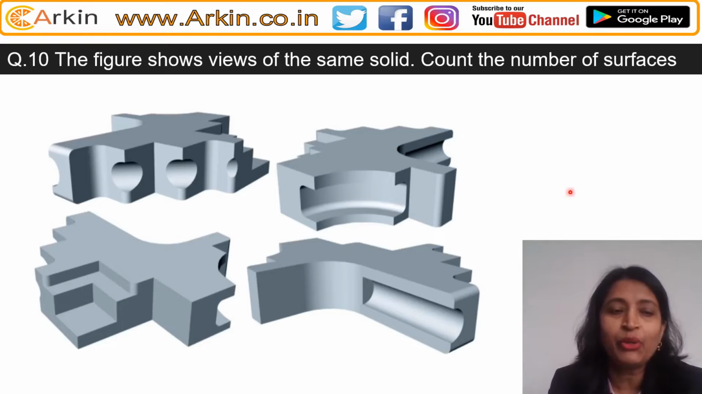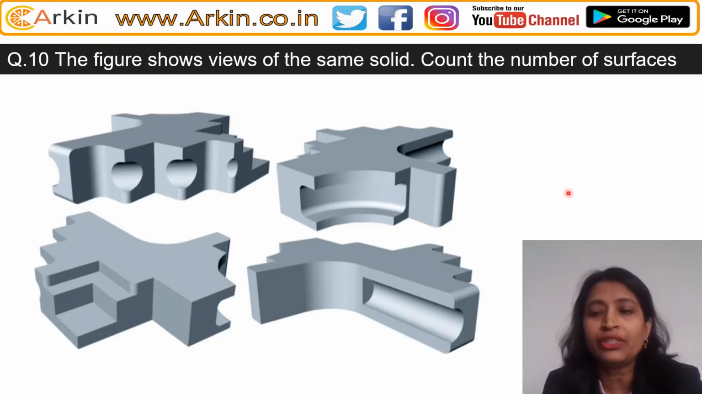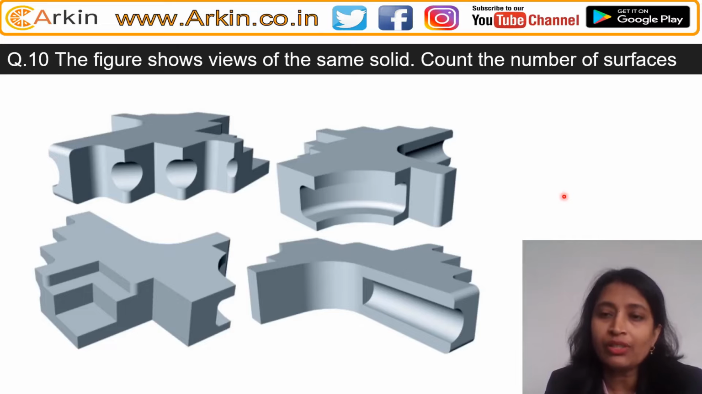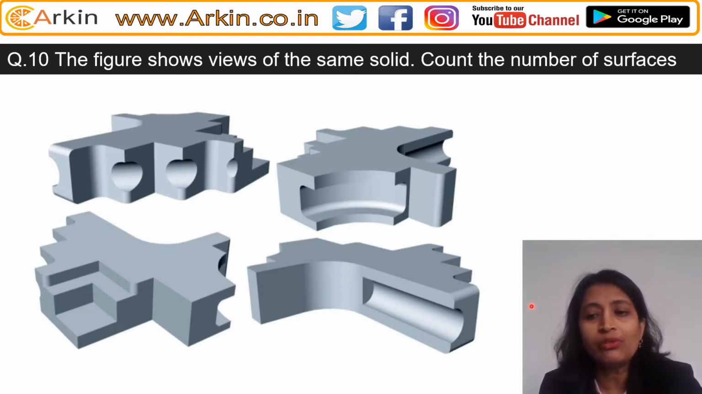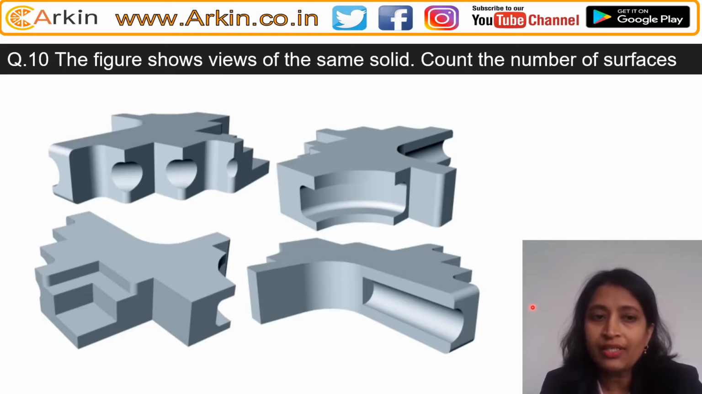Hello, so today we'll be solving question 10 of the UC 2021 paper. This question says, the figure shows views of the same solid, count the number of surfaces. Even though the question looks simple because we just have to count the surfaces, the answer for many students did not come correct. The reason being, there are many curved surfaces.